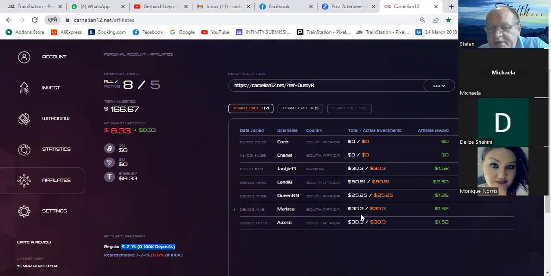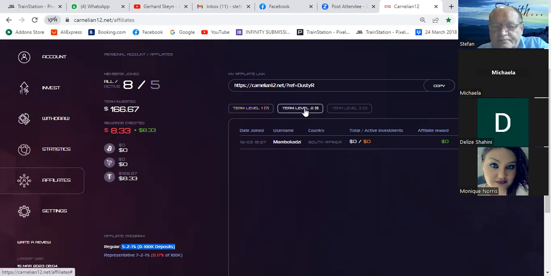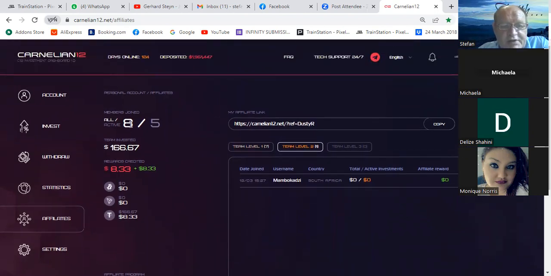Now there are 2 numbers. There are white numbers, which are the total contract value they had over the lifetime of the profile, and the orange is the active ones. And then on level 2, you get 2%. I've got 1 person in there who registered on the 12th who must still fund. And Dusty got nothing on level 3. It also says I've got 8 total, 5 active. The total team investment is $166. That's the people below us. And that is the affiliate awards that Dusty got so far.